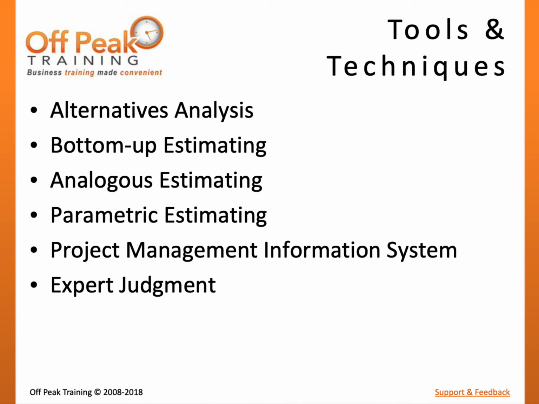Analogous estimating is the use of actual data from a similar project as a basis for predicting resource needs for future activities estimates. Parametric estimating is the use of a mathematical equation to estimate the resource needs of an activity based on a known quantity and rate. The Project Management Information System is a tool to assist in resource estimation. This may be computer software.